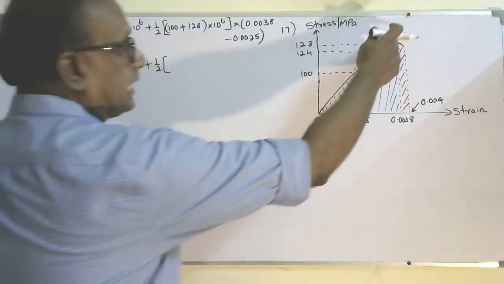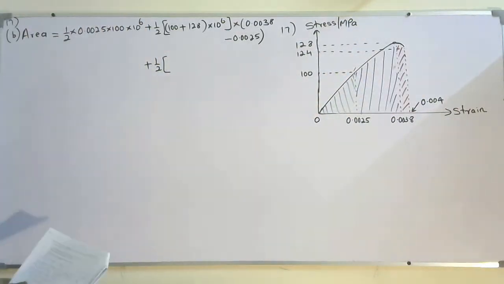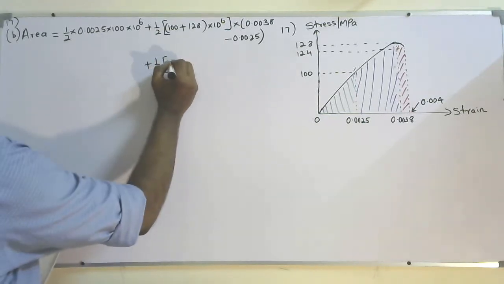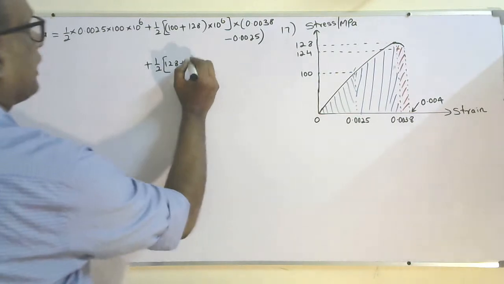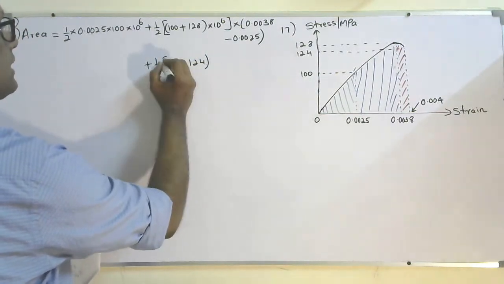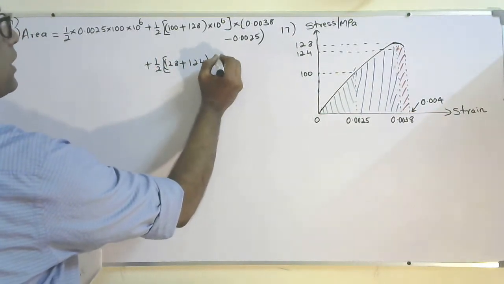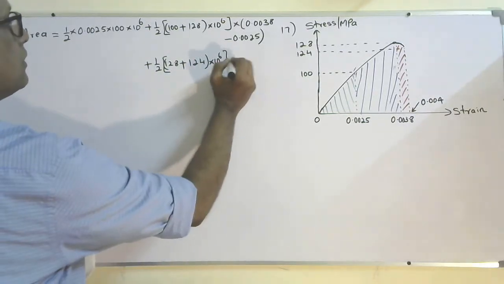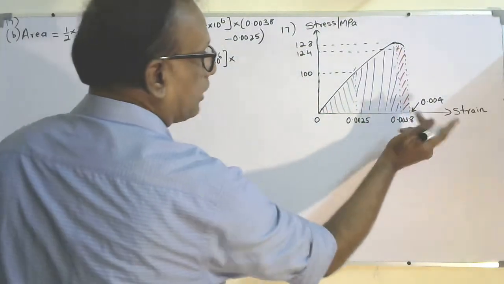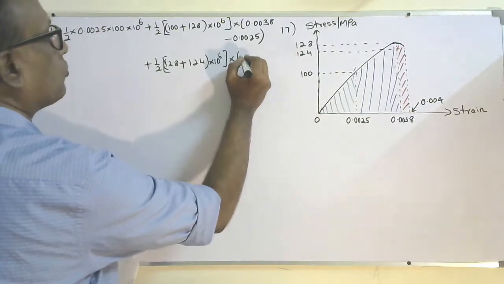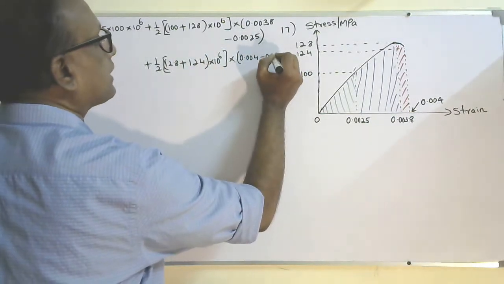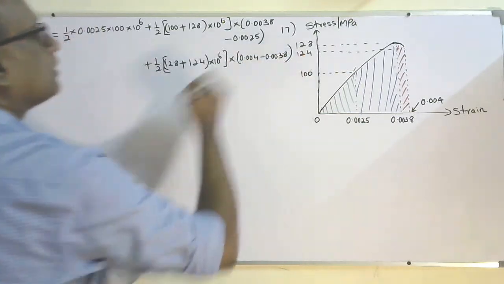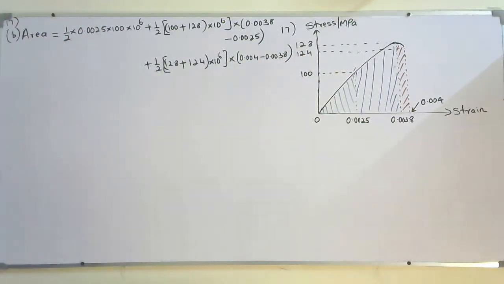Now I need to find the area of the red portion, that is plus again half into the addition of the parallel sides. This is 128 plus this part is 124, addition of the parallel sides, into 10 to the power 6, into this small length. This is 0.004 minus 0.0038. Right. Solve this. You will get the area under the graph.